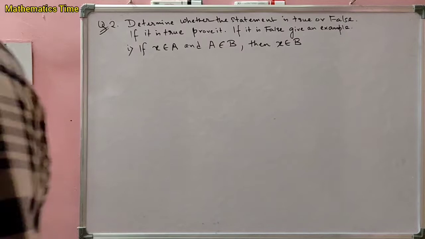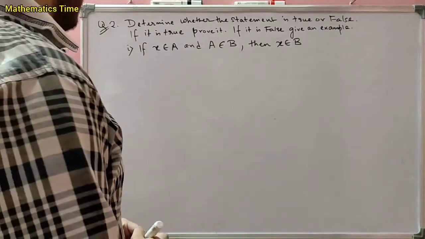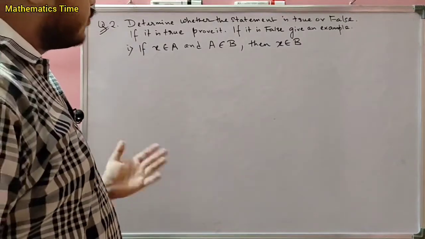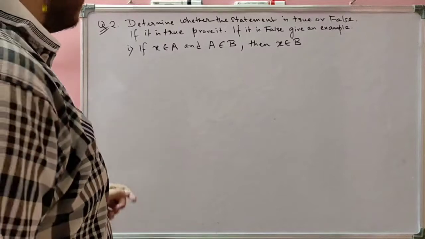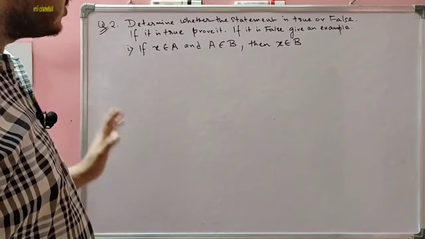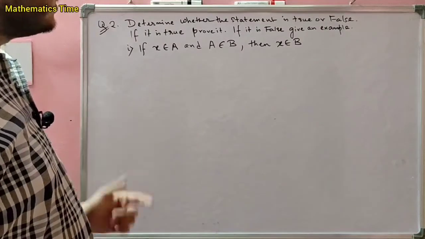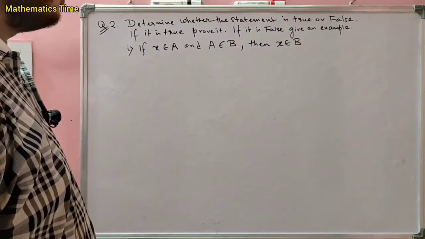The next question is: determine whether the statement is true or false. If it is true, prove it. If it is false, give an example. Now the first question is, if x belongs to A and A belongs to B, then x belongs to B.